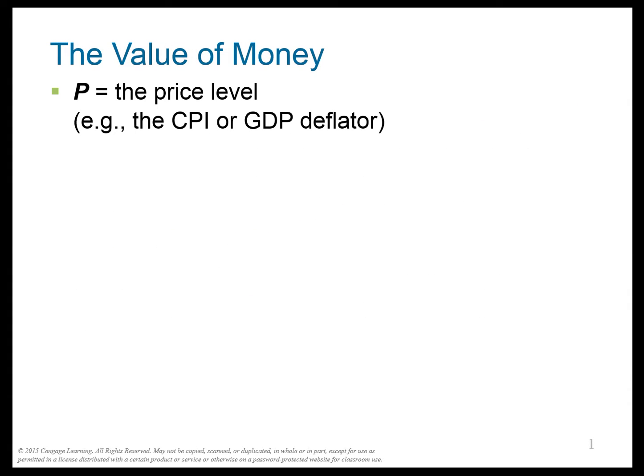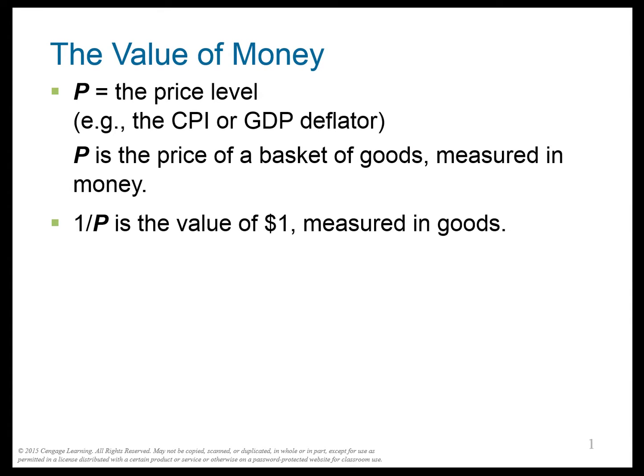I'm going to define P as the price level. Think of it as the CPI, the price of one shopping cart in the CPI. And then I want to ask, how much is $1 worth? It's worth 1 over P, and that's measured in goods.